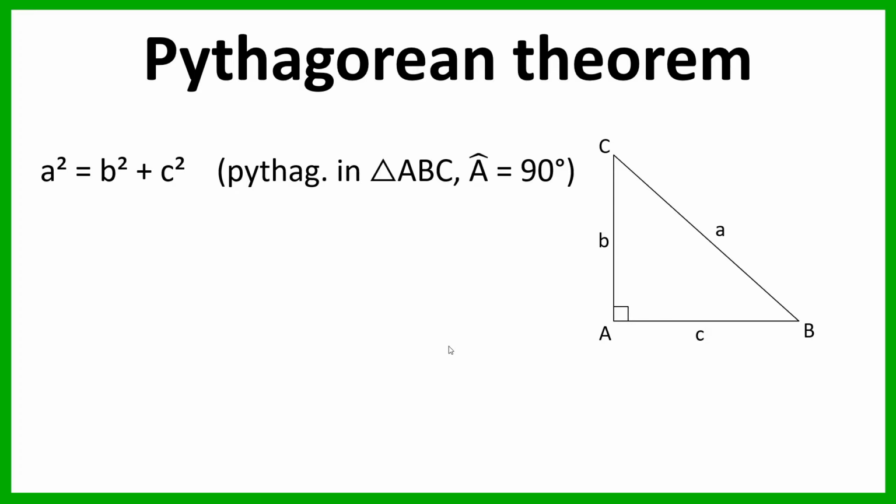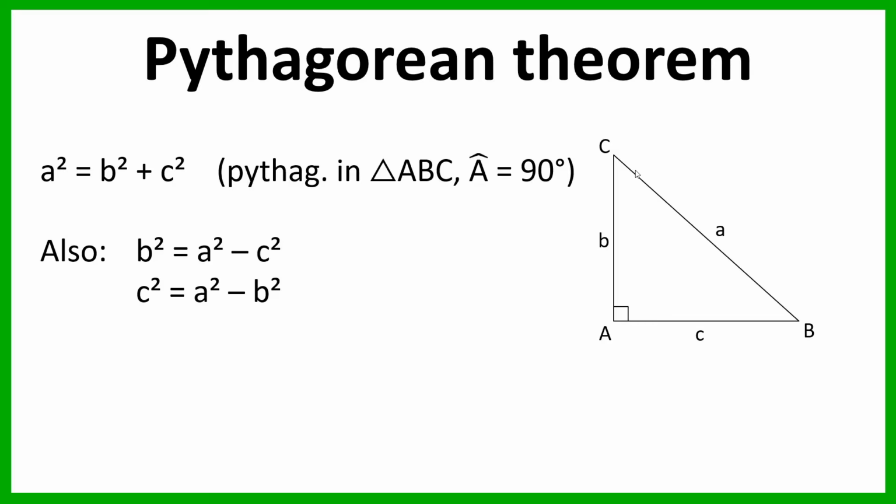We can also write this the other way around. If we are wanting to work out what b is, it's easiest to write it with b as the subject of the formula. That means that we make b on the left and everything else on the right. So then it's going to be b squared is equal to a squared minus c squared. Or if we want to work out what c is, we can write it with c as the subject of the formula. So it's going to be c squared equals a squared minus b squared.